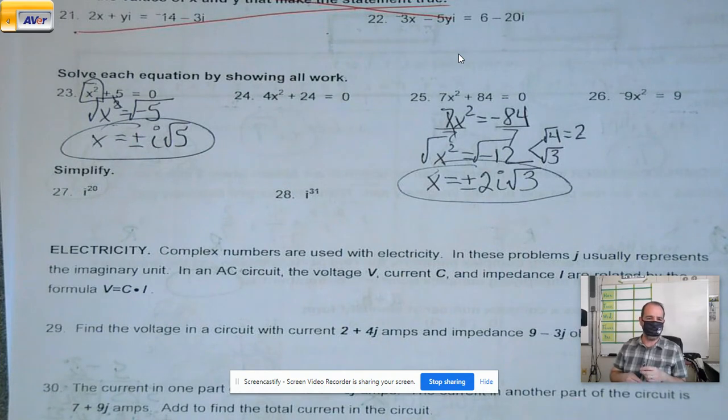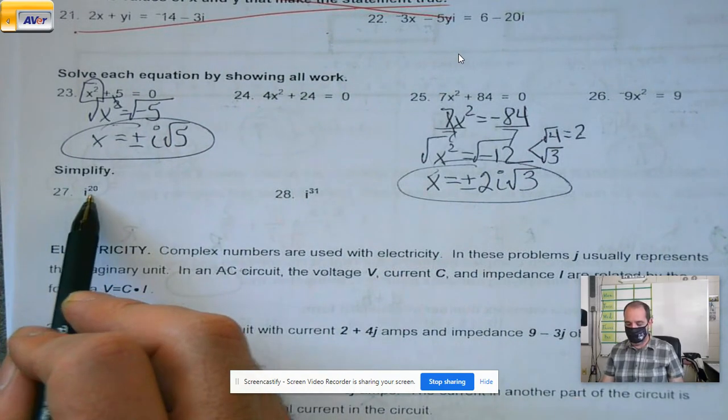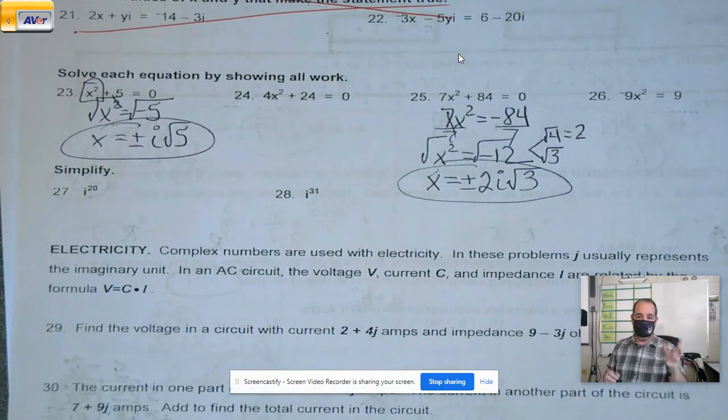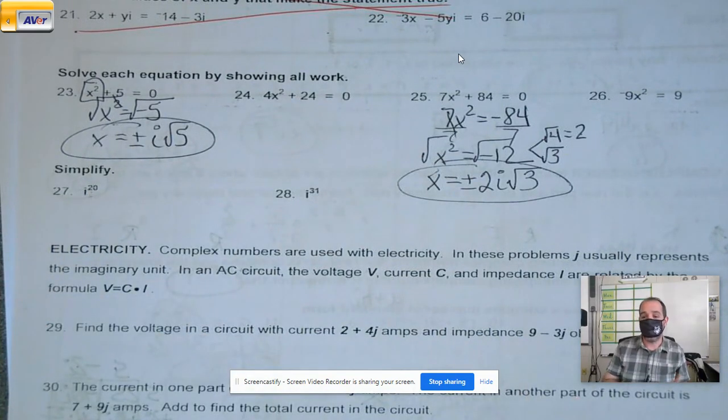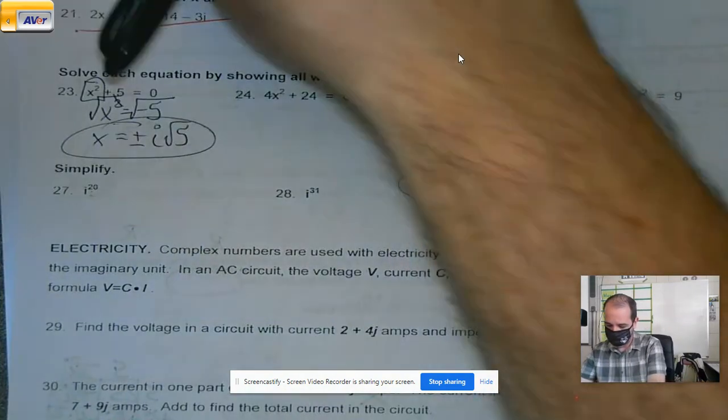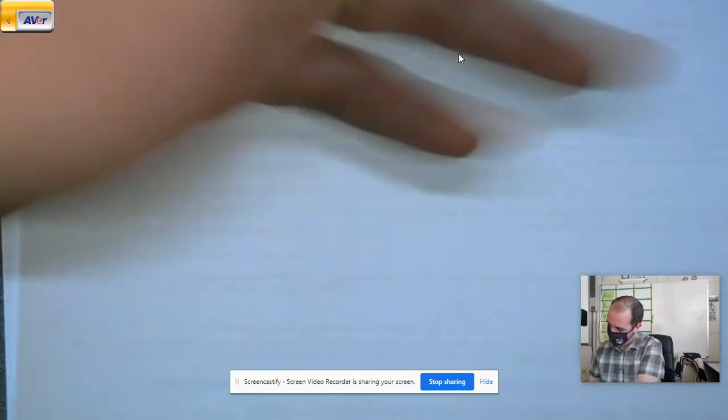Actually, I'm going to do 1. I'm going to do 29 too. But when we get down here, we chatted about this the other day when we had our i squared, i to the third, i to the fourth, and that trick that was involved where I can take whatever my exponent is, divide it by 4, and the remainder will tell me which one of those it's going to be. Let me come back here again.